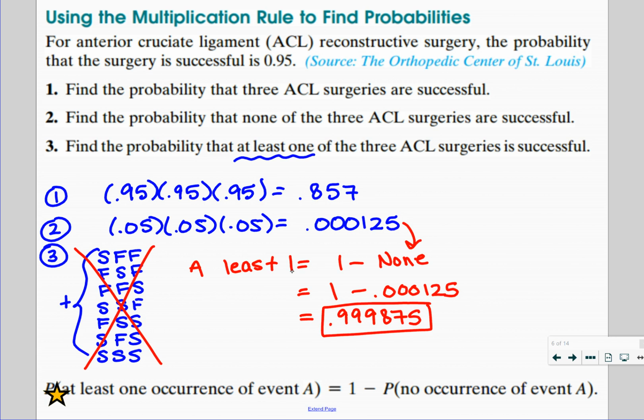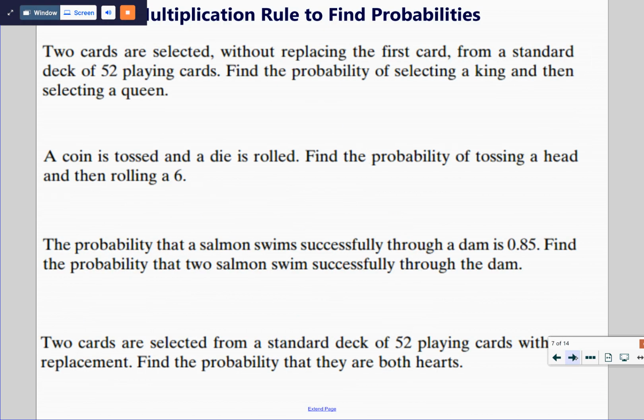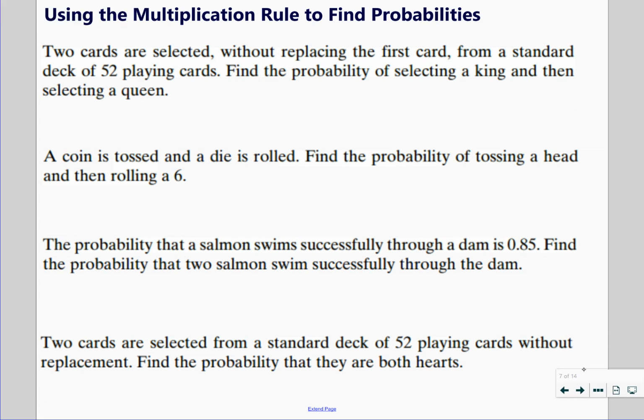All right, flip it over to the back. Let's do a few more probabilities. Some of these were those situations we labeled as dependent or independent. Remember, we're multiplying the probabilities together. You just need to think about whether one probability affects the other, or whether they are independent of each other.